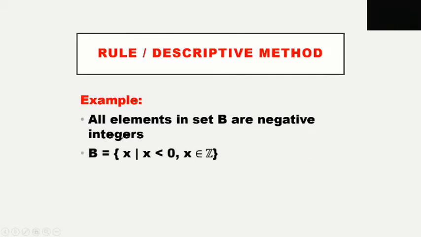Another representation of the same set, in mathematical rule: B is equal to the set containing x such that each x is less than 0 and every x is an element of the integer set. Another is B is equal to a set containing negative integers. So these representations are all the same.